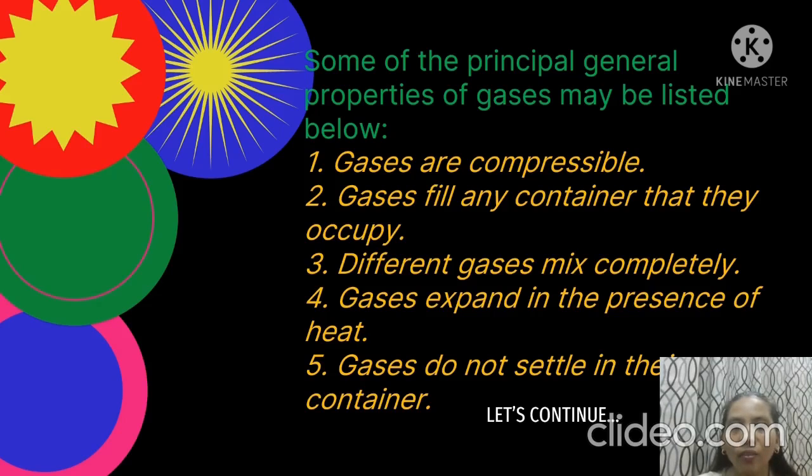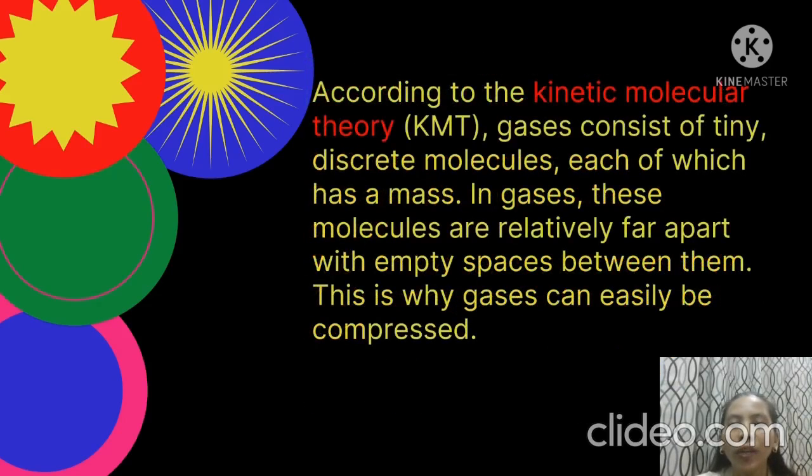Let's continue. Before we can fully understand what Boyle's law is, it is important for us to learn about the kinetic molecular theory, or the KMT. It says in this theory that gases consist of tiny discrete molecules, each of which has a mass. In gases, these molecules are relatively far apart, with empty spaces between them. This is why gases can easily be compressed.